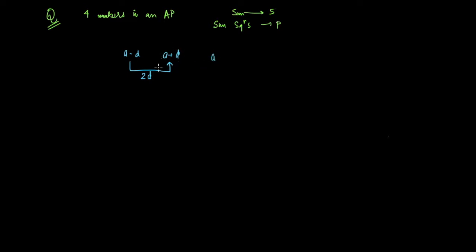So that would just be this number plus the common difference. And that would be a plus d, which is the number itself, plus 2d. So that gives us a plus 3d. Similarly, here we can have a minus 3d.